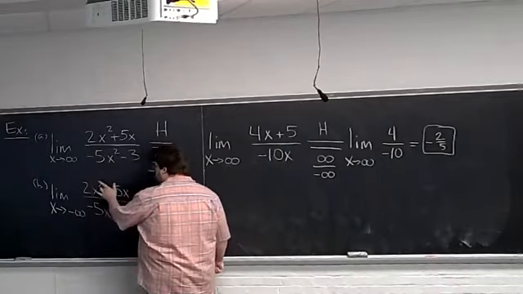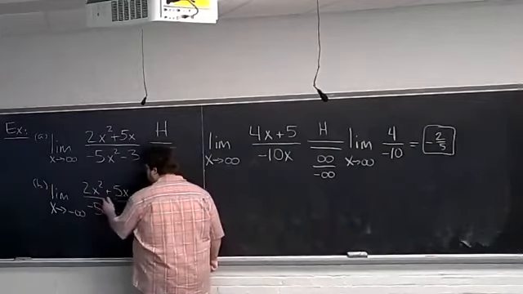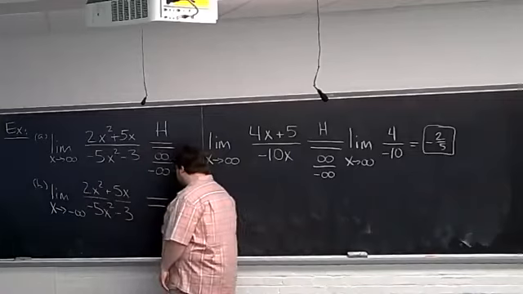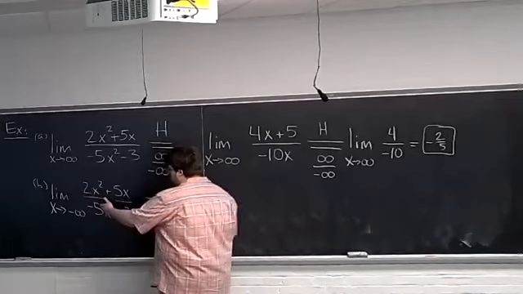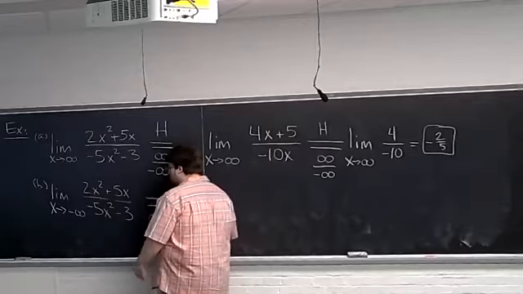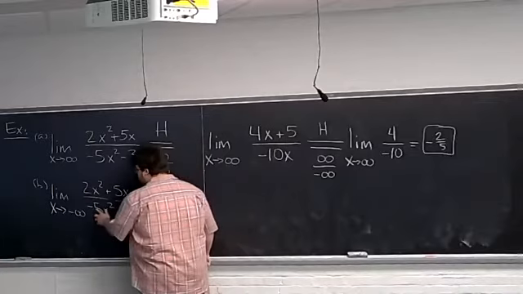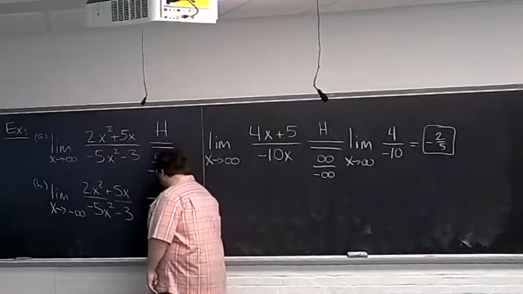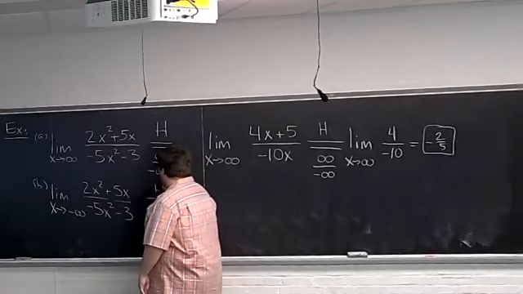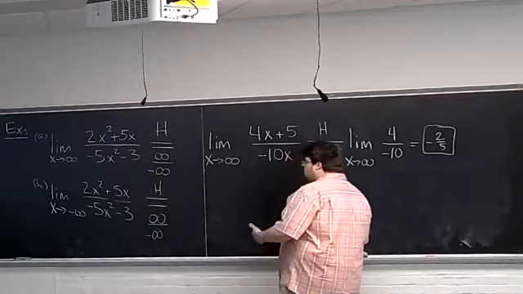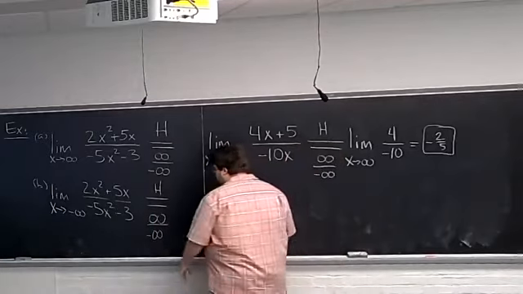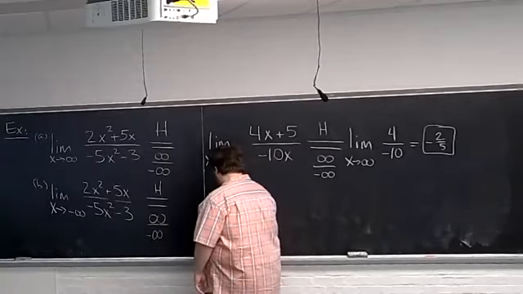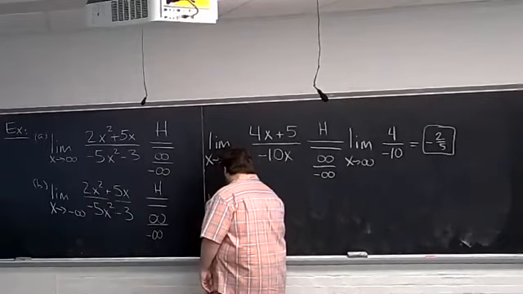Degree of the top is 2, degree of the bottom is 2. As x goes to negative infinity, x squared goes to positive infinity. 2 times x squared also goes to positive infinity. As x goes to negative infinity, x squared goes to infinity, times the negative 5 flips that over to negative infinity. We have an infinity over an infinity, meaning a positive or negative over a positive or negative. So we can apply L'Hopital's rule.